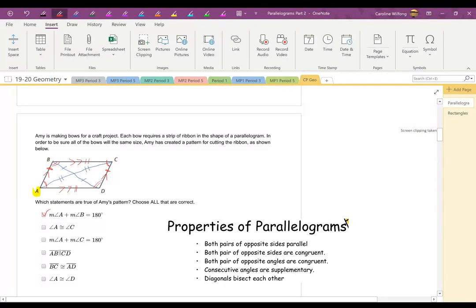Now they're telling us that angle A and angle C are congruent. Well, angle A and angle C are opposite each other in this parallelogram. So yes, that is true because that is also a property of a parallelogram, that the opposite angles are congruent. So we'll check that off.